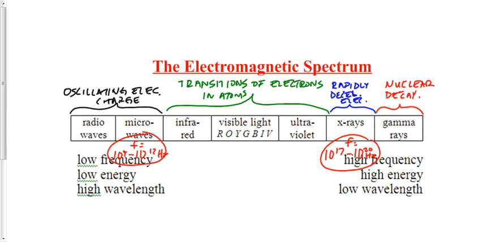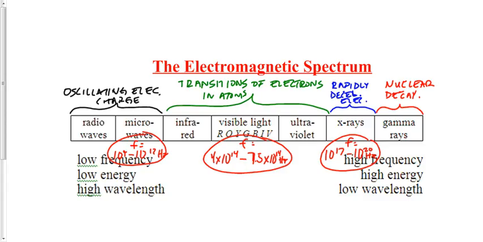And finally, visible light. We want to be a little bit more specific with this one. This is 4 times 10 to the 14 to 7.5 times 10 to the 14 hertz. If you have a frequency that's 10 to the 13, it must be infrared. 10 to the 22, it must be ultraviolet. 10 to the 7 must be radio waves.